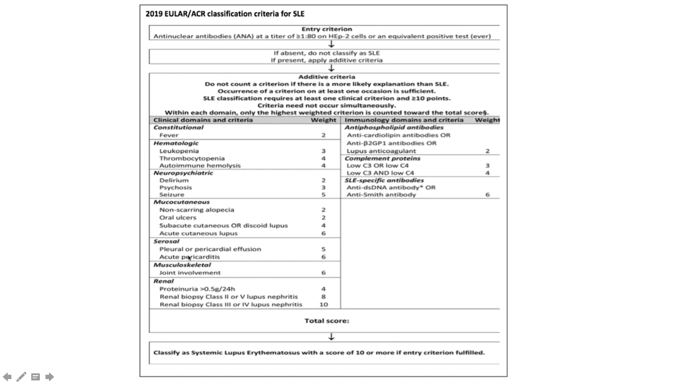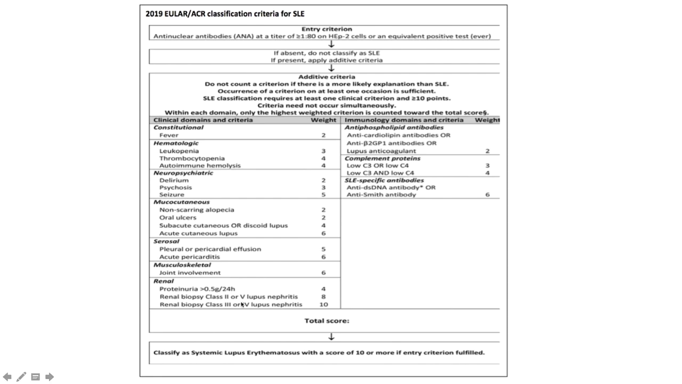Serosal, we're speaking to pleural or pericardial effusion, which gets you a whopping 5. Acute pericarditis gets you a nice 6. Musculoskeletal involvement, joint involvement gives you 6, usually in the setting of polyarthralgia, polyarthritis. Renal, we have proteinuria. If it's more than 0.5 grams per 24 hours, it gives you 4. Or a urine PCR greater than 0.05, which is the same as saying 500 milligrams or 0.5 grams on a formal 24-hour urine collection.